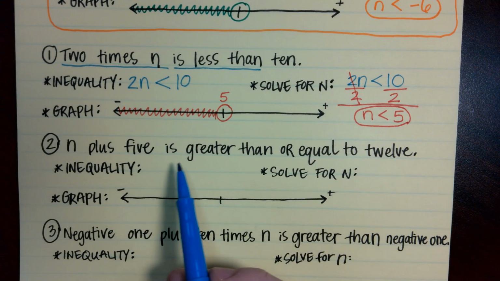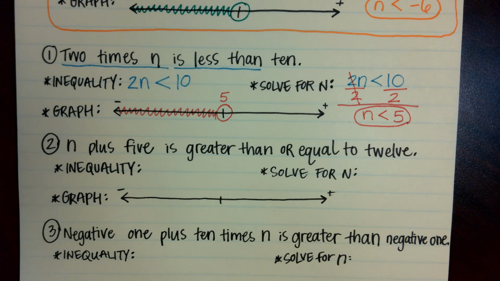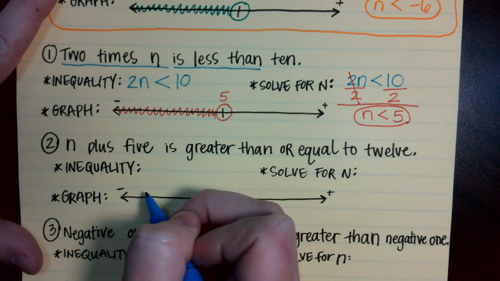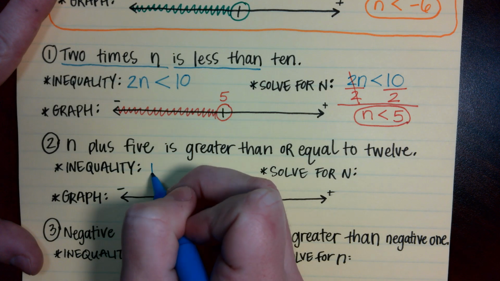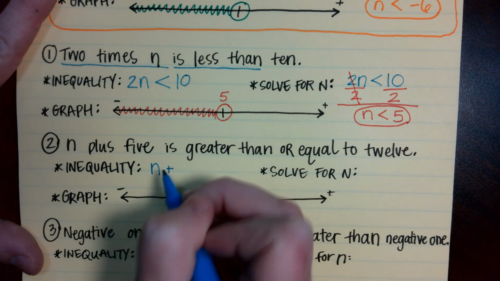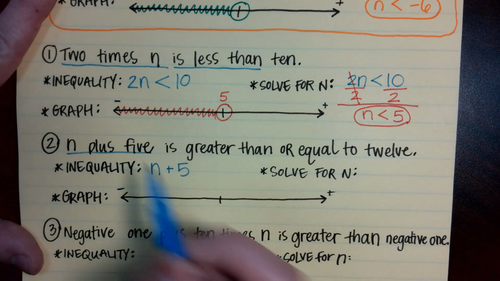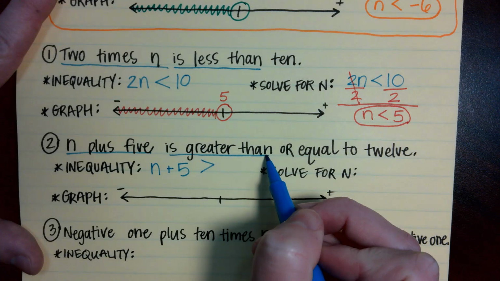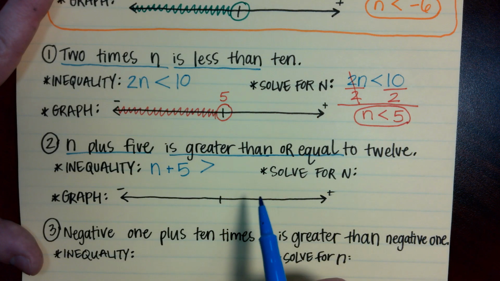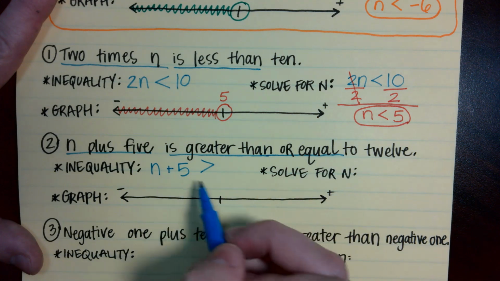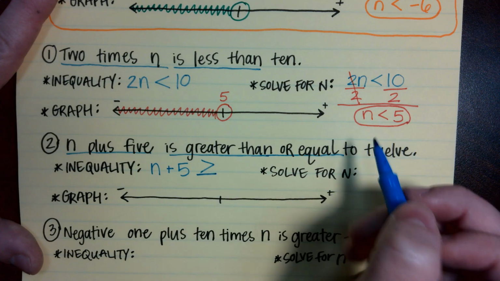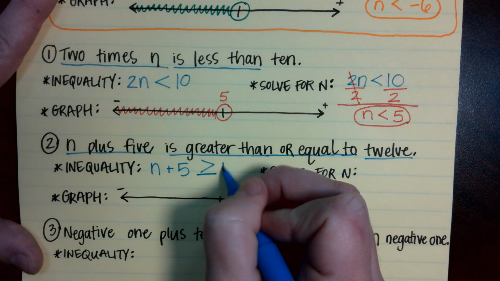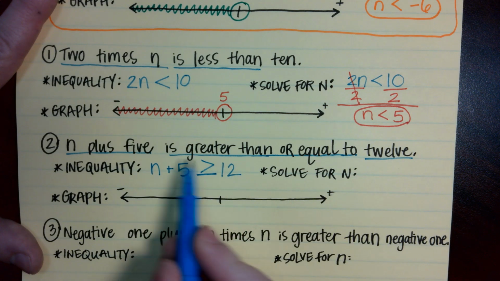I have n plus 5 is greater than or equal to 12. What did you guys write for your inequality? N plus 5. Good. We got that part. Greater than. Ooh, yes. Greater than or equal. So how am I going to show that it's or equal? Yeah, we draw a little line under the symbol. And what number goes after that sign? 12. 1, 2. Did everybody get this far?